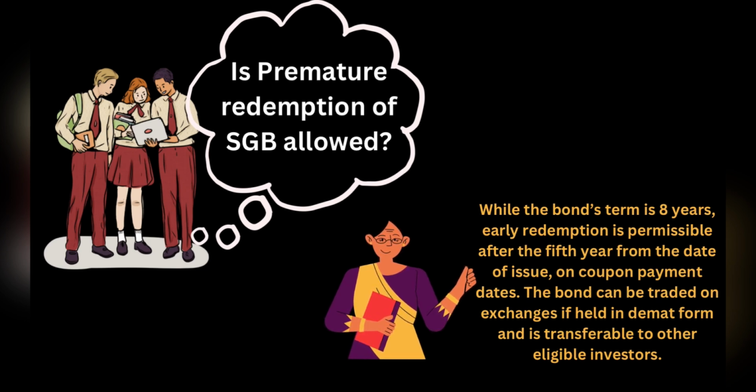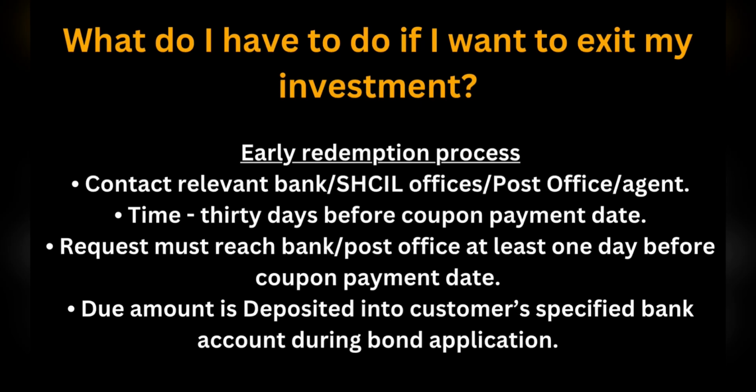The bond can be traded on exchanges if held in demat form and is transferable to other eligible investors. The process for early redemption is simple. To initiate the process, investors should reach out to the appropriate agency or bank at least 30 days before the coupon payment date. It's essential that the request reaches the bank or post office no later than 1 day before the coupon payment date. Subsequently, the due amount is deposited into the customer's specified bank account, as provided during the bond application process.